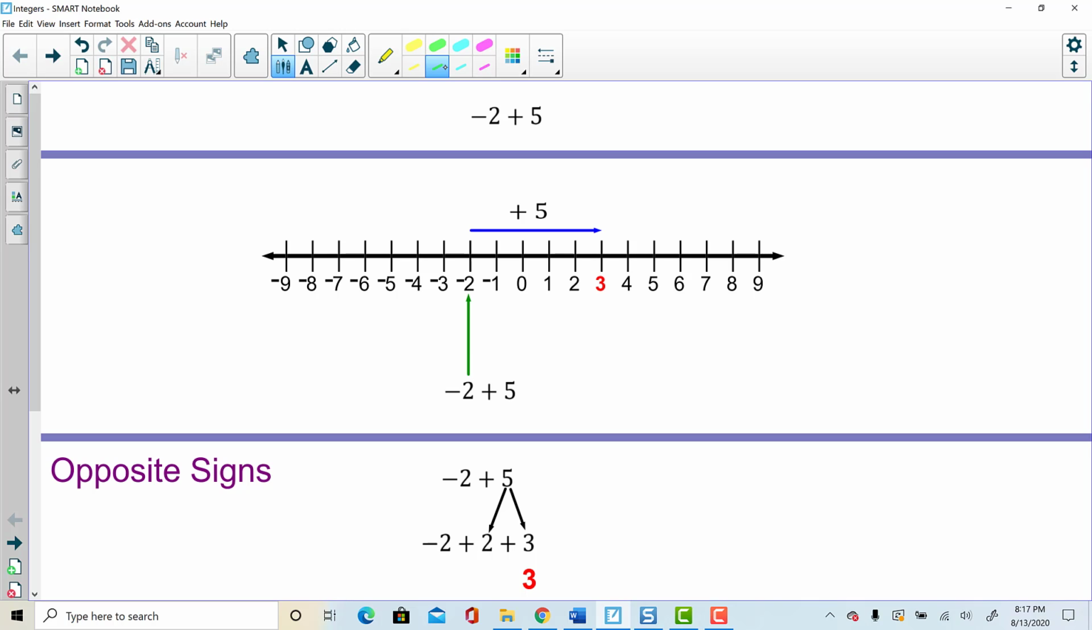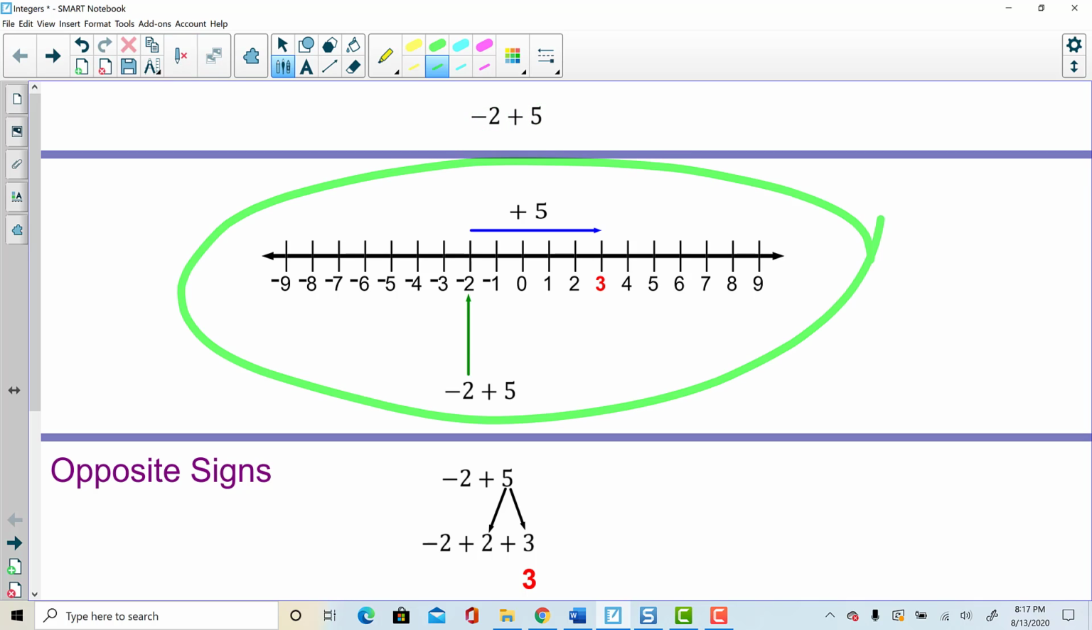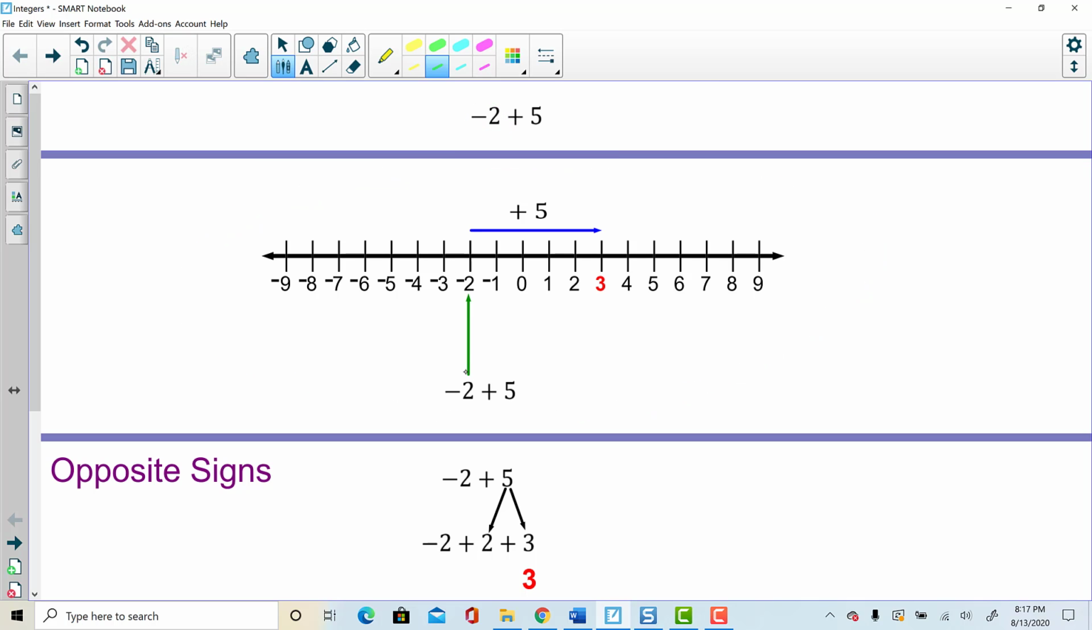Okay, what we're looking at here is adding integers, and what we're starting with is one that's negative, and then we're adding a positive. So we have kind of opposite signs. If you look at this number line, you can see that the first number is just where you start. So we're going to start at -2. Then we're going to add 5, so we're going to go right 5, and the spot where you end is basically going to be your answer. So the answer for this one is going to be 3.